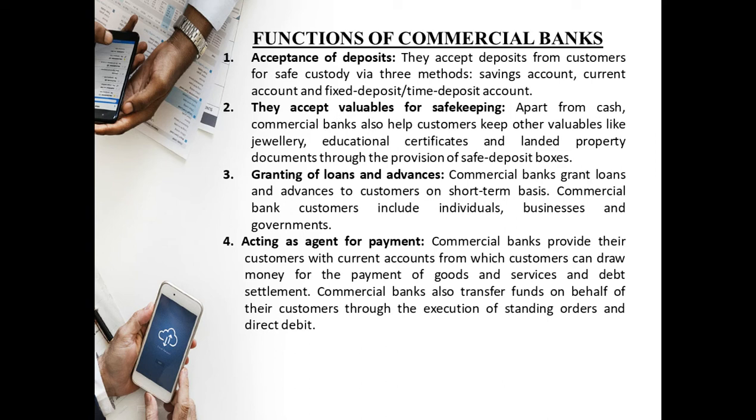Commercial banks also transfer money on your behalf to other customers through the execution of what we call a standing order, or direct debit. So you give a standing order: every month, pay my DSTV bill. Every month, send this amount of money to my children as pocket money in school. That is a standing order, and they will help you to carry it out.